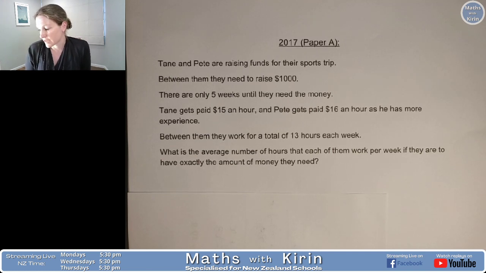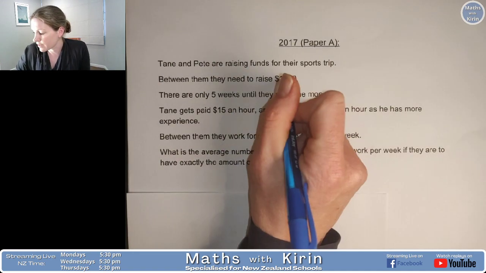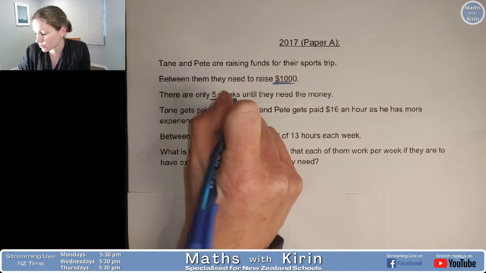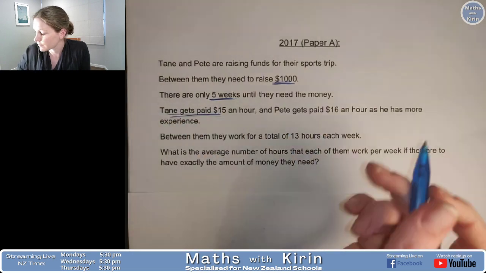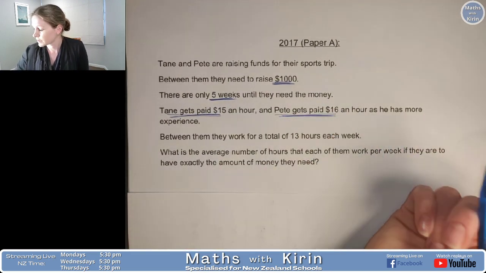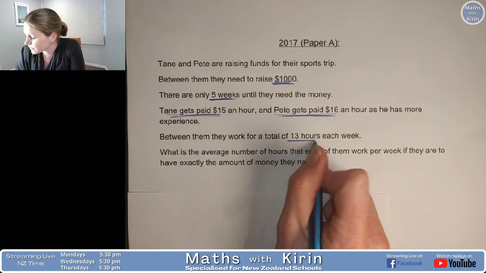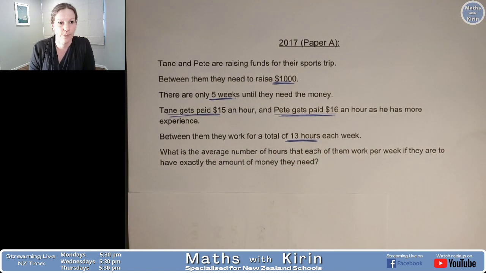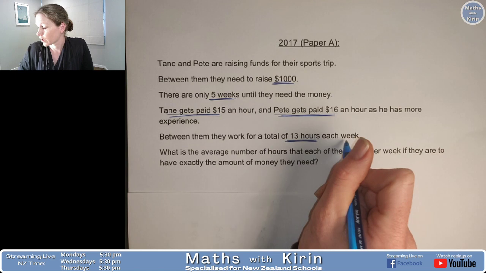Tane gets paid $15 an hour, and Pete gets paid $16 an hour. He has more experience. Between them, they work for a total of 13 hours per week. What is the average number of hours that each of them work per week if they are to have exactly the amount of money they need? Okay, so they need to get $1,000, and they have 5 weeks in order to do that. Tane gets paid $15 an hour, Pete gets paid $16 an hour, and between them, they work a total of 13 hours per week. Okay, that's important.